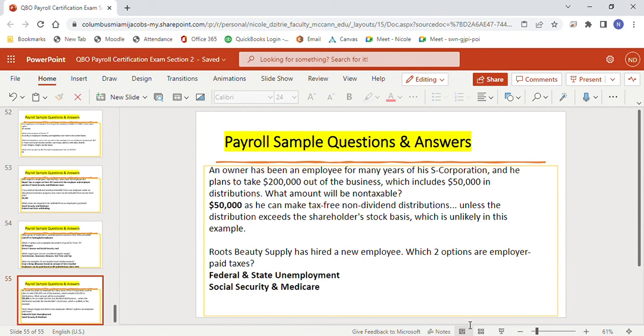And this last one, let's say a company has hired a new employee. What 2 options are employer paid taxes? Federal and state unemployment, and Social Security and Medicare.